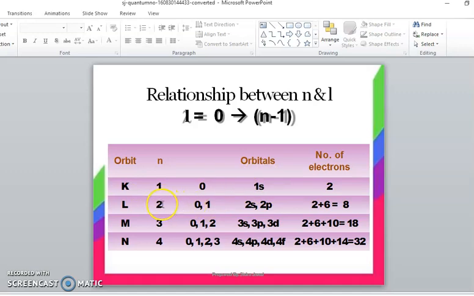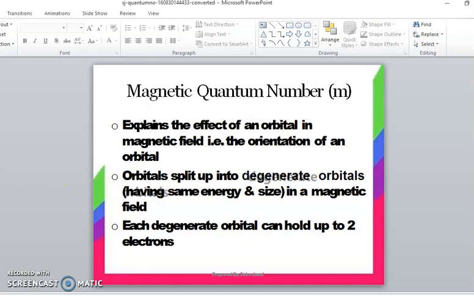For the second main energy level, n is equal to 2, so 2 minus 1. So l equal to 0 to n minus 1, so 0 and 1. 0 and 1 means it is 2s and 2p. And for the third main energy level, we can have 3s, 3p and 3d; for the fourth one, 4s, 4p, 4d and 4f, etc. So these are the sub-energy levels possible for each main energy level.